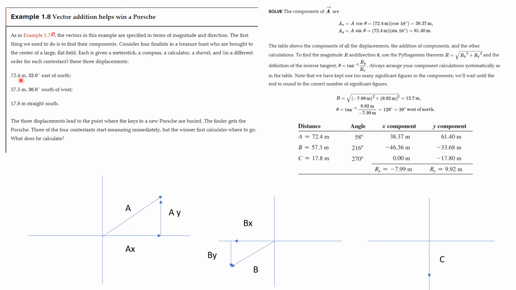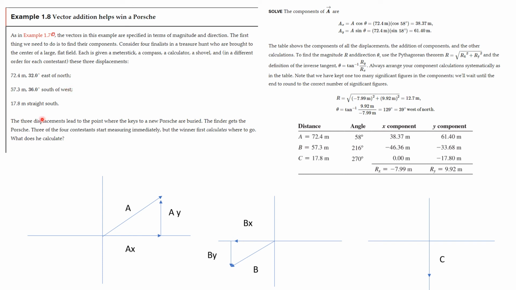Now here's a problem where we were going 74.4 meters, 32 degrees east of north. Then we go 57.3 degrees south of west, and then we go 17.8 straight south. Well, this is vector A. So vector A we split into A_x and A_y. And so you see I can calculate these based on knowing this angle of 32 degrees. So I can calculate the sine and the cosine of that, and you see this was 32, so this other part is 58. I can get these, and these are both positive.